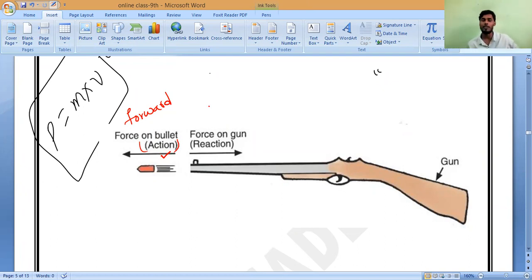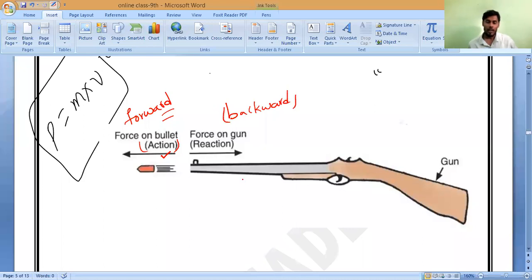We cannot say it depends upon the thing. The gun is applying force on the bullet in the forward direction, so this is what we call action. Because of that, the bullet is also exerting the same amount of force on the gun. So what should we call that? Reaction.